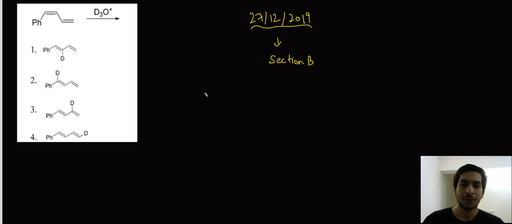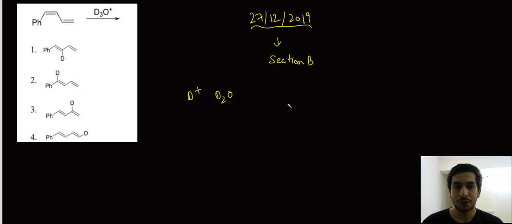All right, so this is the first question. This is from general organic chemistry, and basically you only have to determine the stability of the carbocation. You are adding the acid, which will act as an electrophile, and you have to predict among the 4 options which is correct. So first, in D3O+, you will have D+ and there will be D2O. This is one way to write it. So this will act as an electrophile.